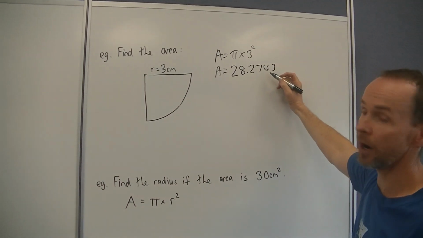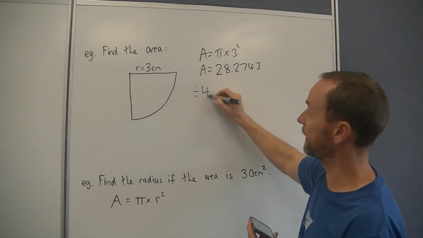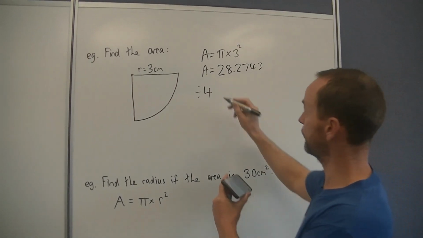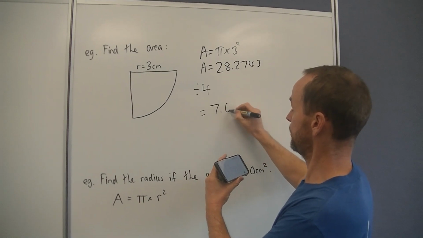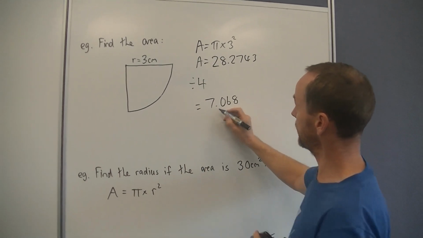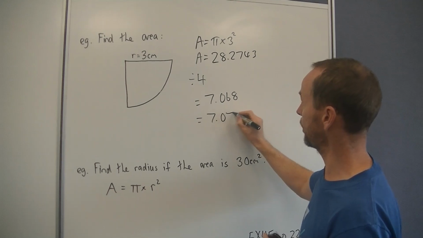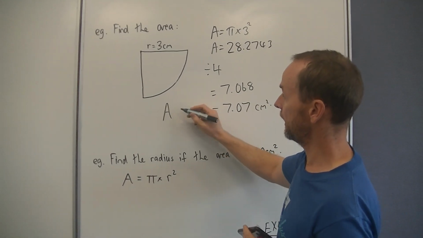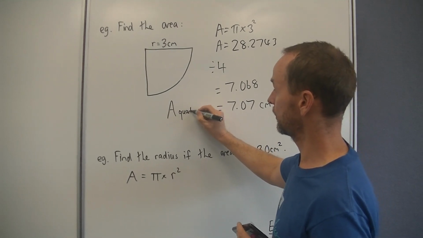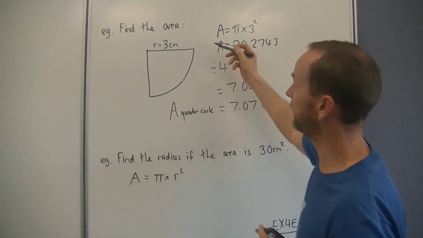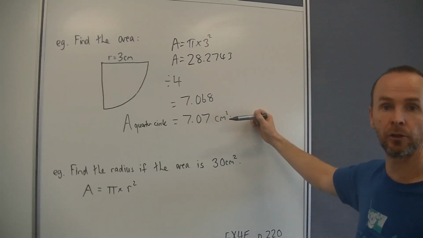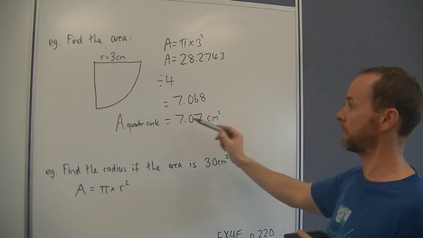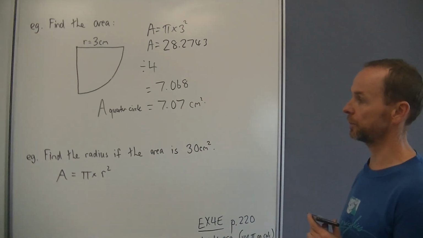28.2743. Now that's the area of a whole circle. So we need to divide that by 4 this time. So divide by 4 equals, and we get 7.068. Round to 2 decimal places, 7.07 centimetres squared. So I should write here, area of quarter circle. Just make it clear what you're working out. So have your setting out nice and clear. There's the area of a whole circle divided by 4, and there's my answer, area of a quarter of a circle.